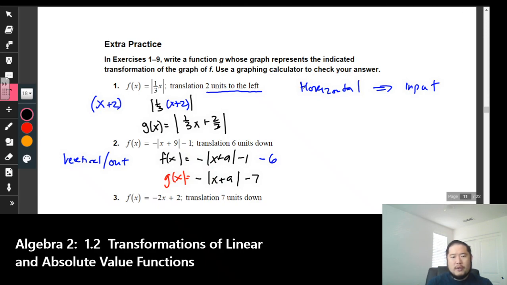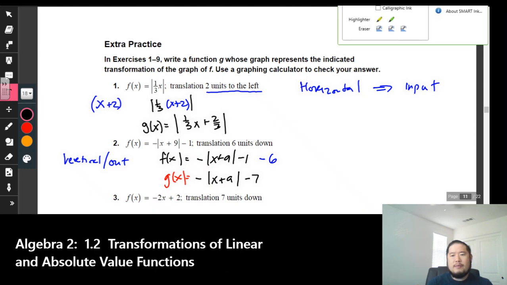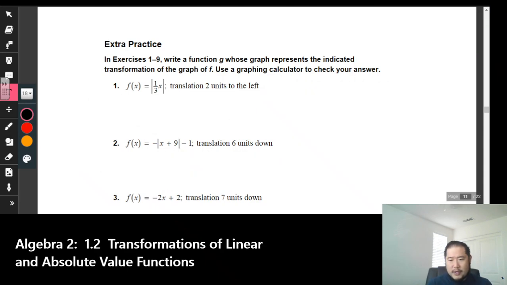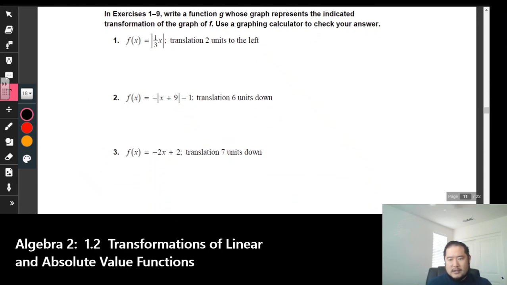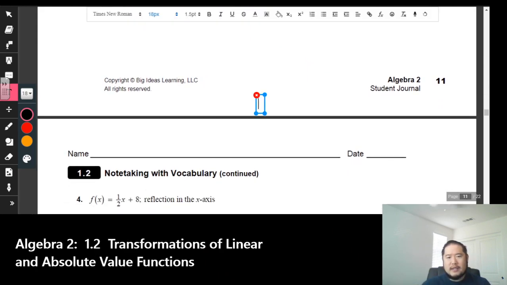The problem says use a graphing calculator to check your answer. And it would be handy if you went on Desmos and compared the two equations to justify and see what direction things are moving in.